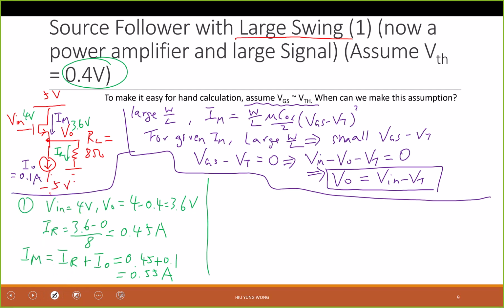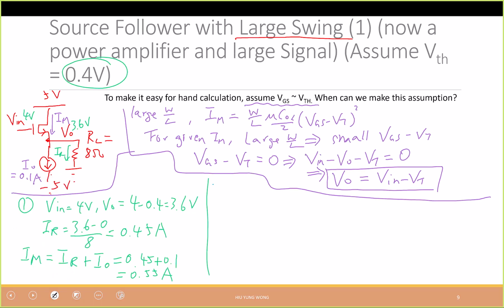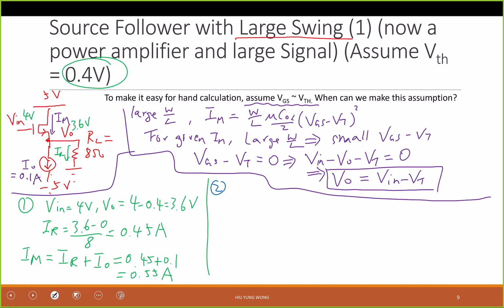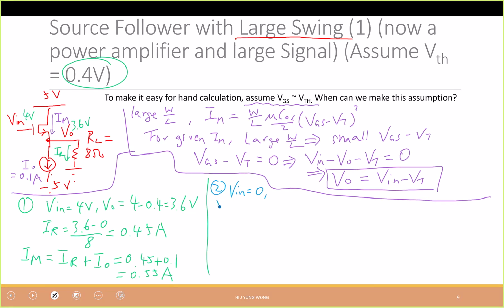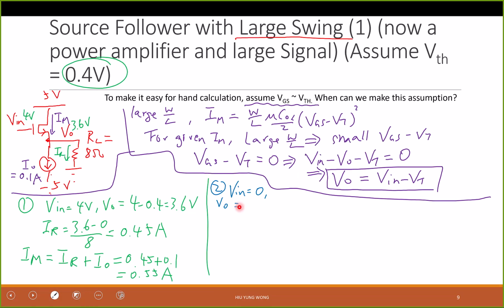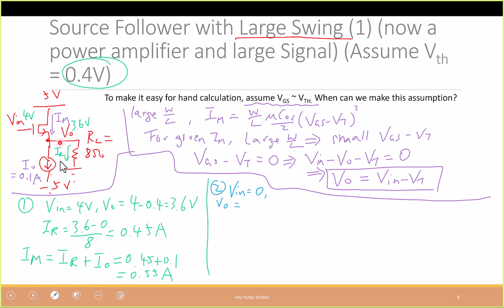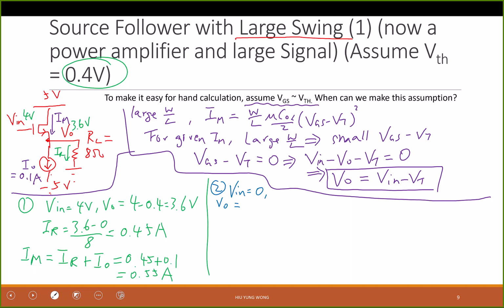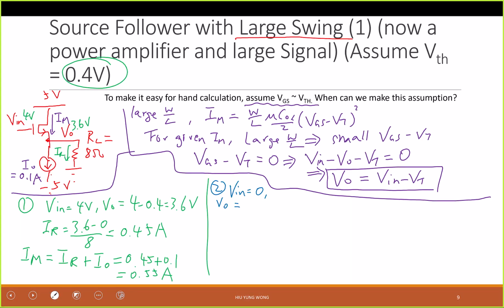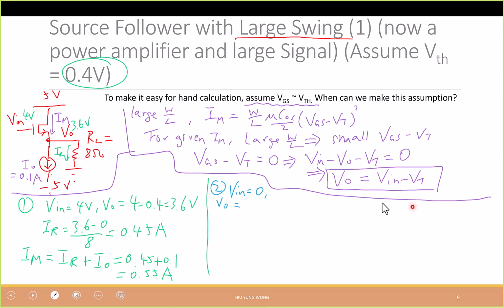Then let's move a little bit faster. What if V in equals 0? What should be the V out? Source follower. Now you start getting nervous. Well, is it still on or off? So we need to make some assumption. Let's assume it is still working. So what should be the V out?